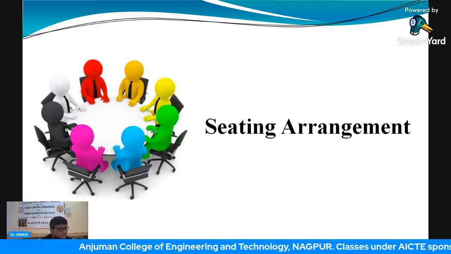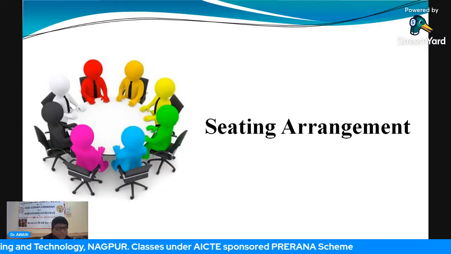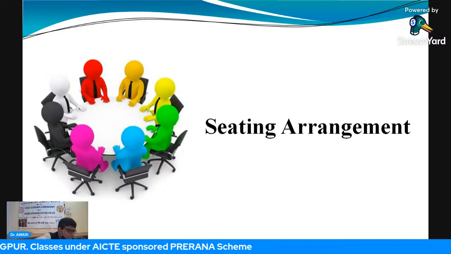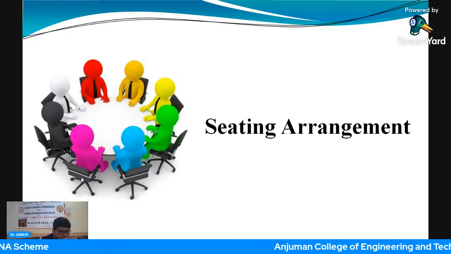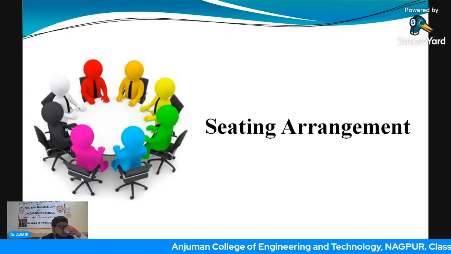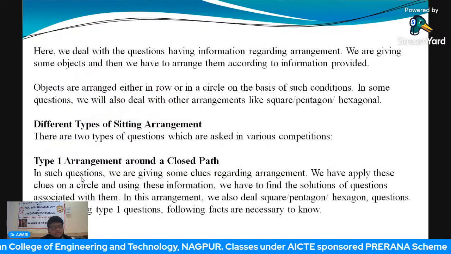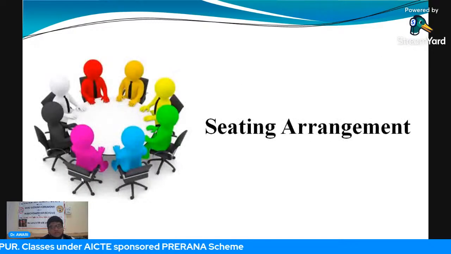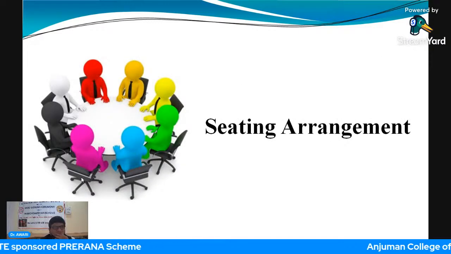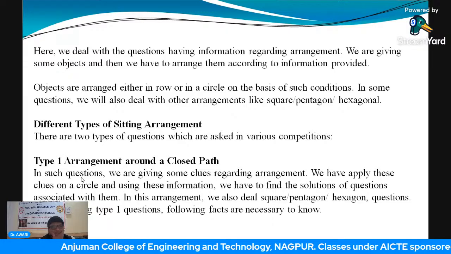So this is about the number series, and the number series can basically be studied with the help of practicing and brainstorming with your peers, and then we can come to the conclusion. Now the next part in this numerical ability is basically the seating arrangement.